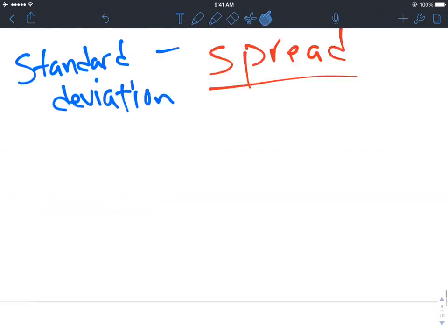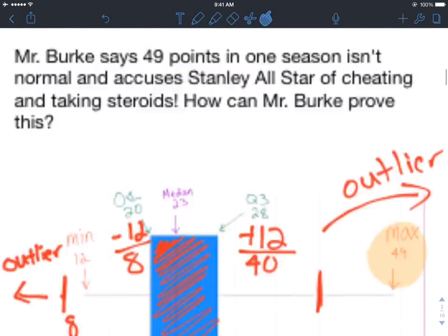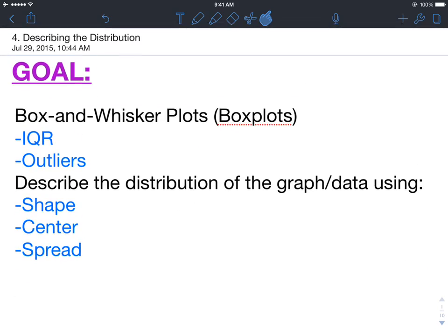And with that, you should be able to describe the shape, center, spread, and talk about outliers and IQR.